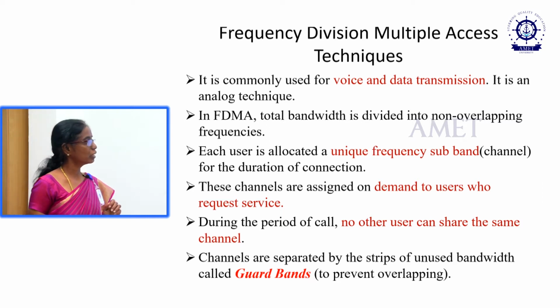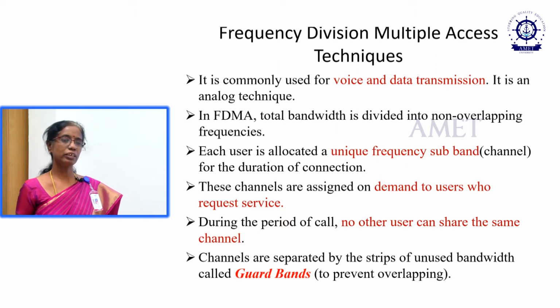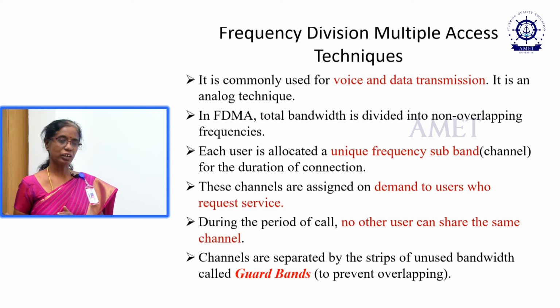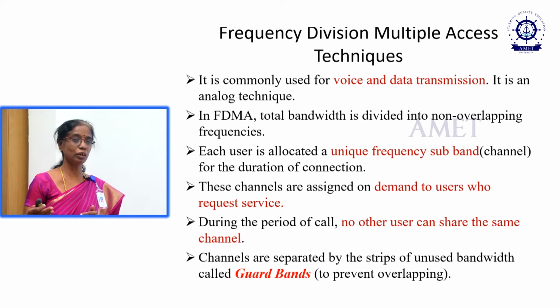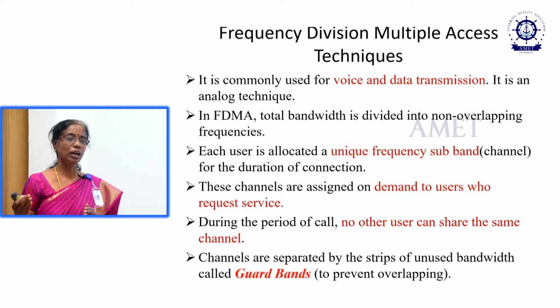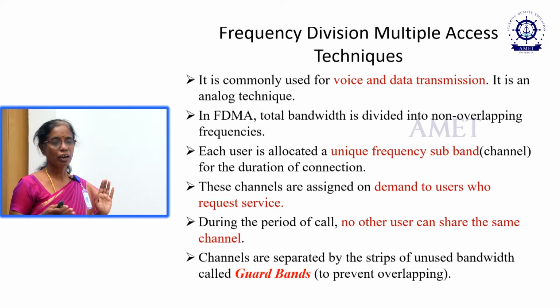For example, in FM radio, for each radio station a band of frequency will be allotted. For example, for Suryan FM, one frequency, that means it will range within a particular band. For another radio station, another particular frequency band will be allotted. So each radio station can communicate through a medium at a particular time with the help of this technique.